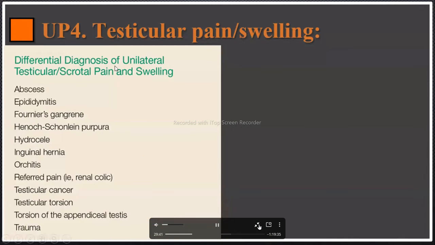So differential diagnosis of unilateral testicular or scrotal pain and swelling may be abscess, epididymitis, Fournier's gangrene. This one is specific, and they will give you an image. Henoch-Schönlein purpura is unlikely in the exam to be given with testicular pain, but if so they will give you a rash. Also hydrocele, inguinal hernia, orchitis, pain referred from renal colic, testicular cancer, testicular torsion, torsion of appendix testis, trauma.